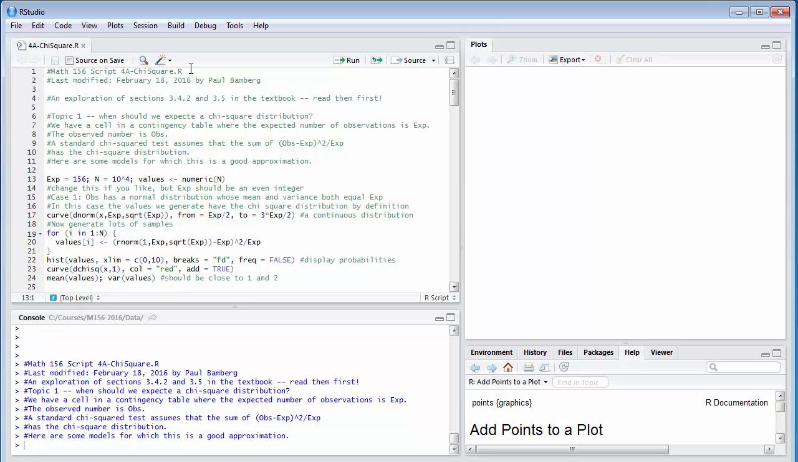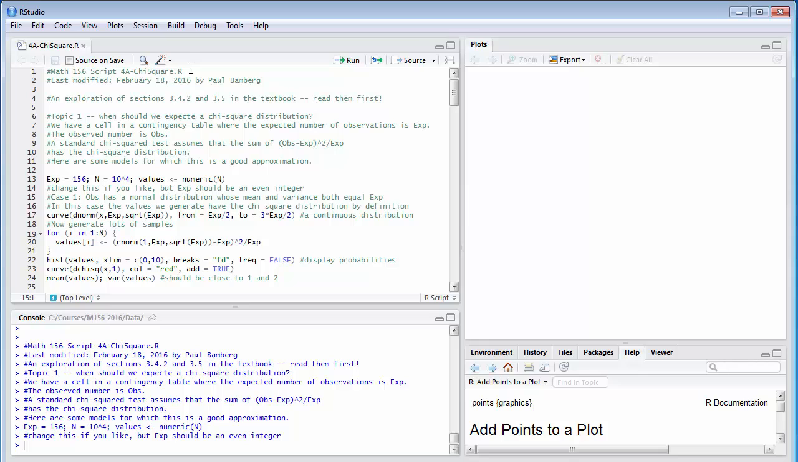I'm going to use an expected value of 156 throughout this file. You can make that larger or smaller if you want to play around with this, but it helps to have exp be an even integer for certain distributions because I'm going to be dividing it by 2. I'm also going to be collecting and analyzing 10,000 samples. If you're running this on a slow computer, you might want to make capital N a little bit smaller. Okay, let's get going. Simplest case.